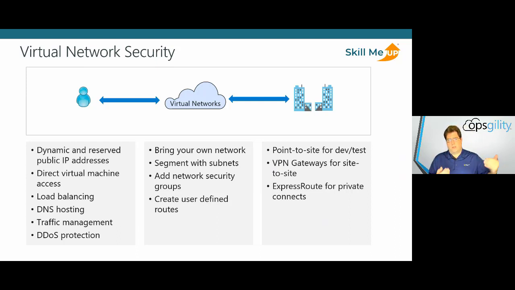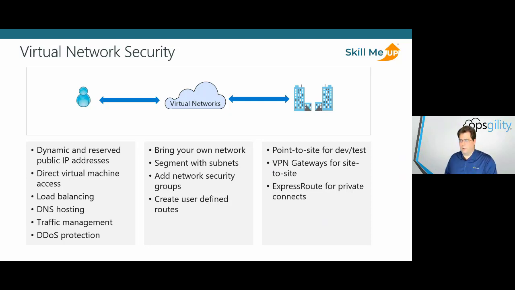We do very similar things within the cloud environment, within a virtual network. Because we don't have access to the physical hardware anymore, we have virtual switch fabrics and dynamic and reserved public IP addresses. In our virtual network, we have our own IP schema that we can set up however we want, based on IPv4 and IPv6 schemas. How we provide virtual machine access, load balancing, DNS, traffic management, and DDoS protection are all things we need to take into account.